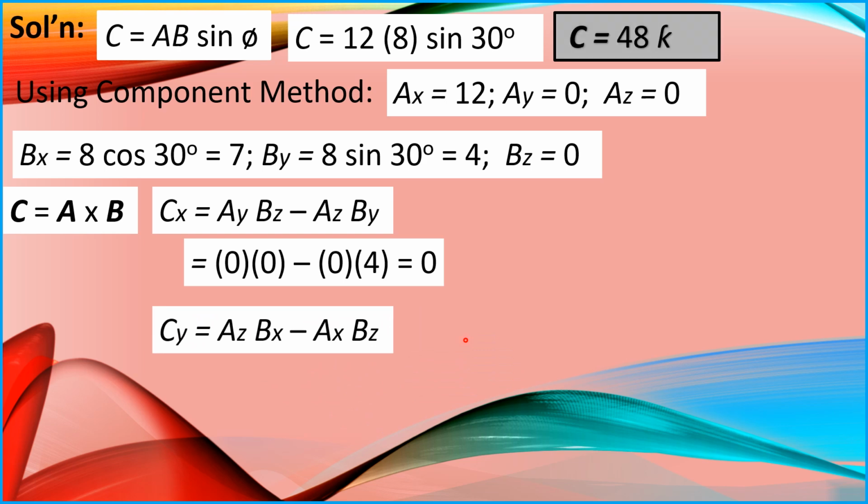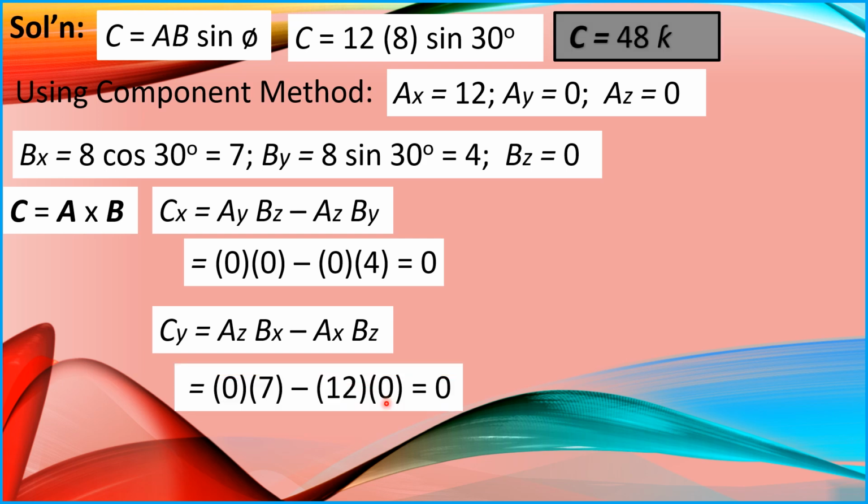Now, for the y component of vector C, the magnitude is equal to az times bx minus ax times bz. Substituting, az is 0, bx is 7, minus ax is 12, and bz is 0. So again, obviously, the magnitude of the y component of vector C is equal to 0 as well.